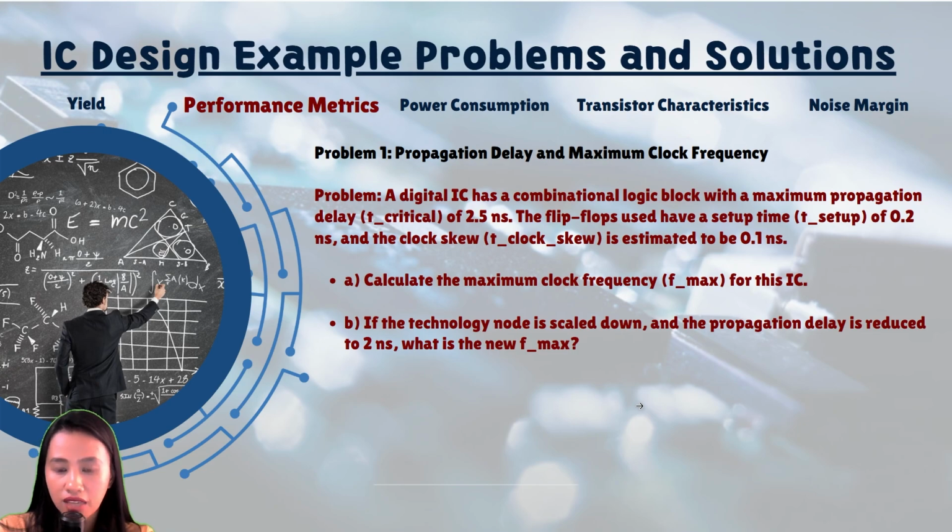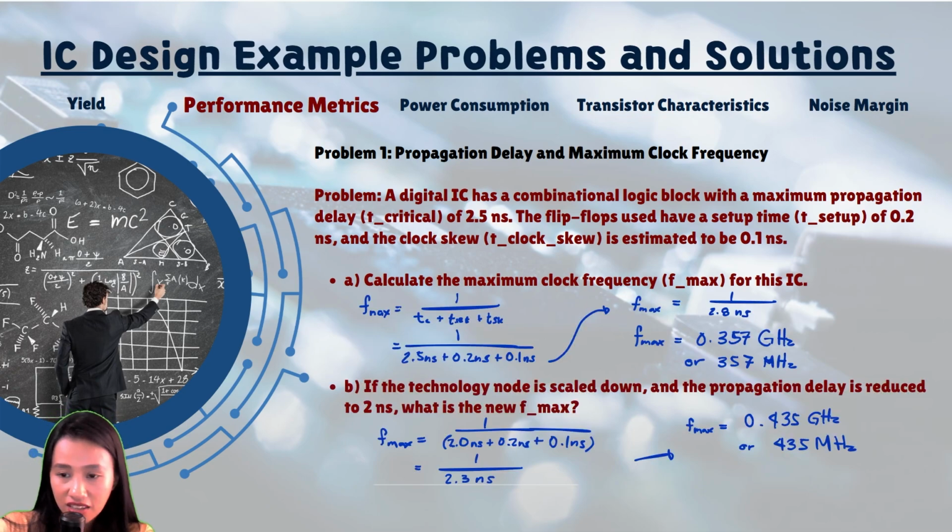So eto with this problem. So ito yung sample problem natin. Sabi dito, a digital IC has a combinational block with a maximum propagation delay of 2.5 nanoseconds. The flip-flops, I think this is in computers, have a setup time of 0.2 nanoseconds, and the clock skew is estimated to be 0.1 nanoseconds. You need to calculate the maximum clock frequency for this IC. And if the technology node is scaled down daw, ayan, and the propagation delay is reduced to 2 seconds, may dalawang binago, what is the new maximum frequency or maximum clock frequency?